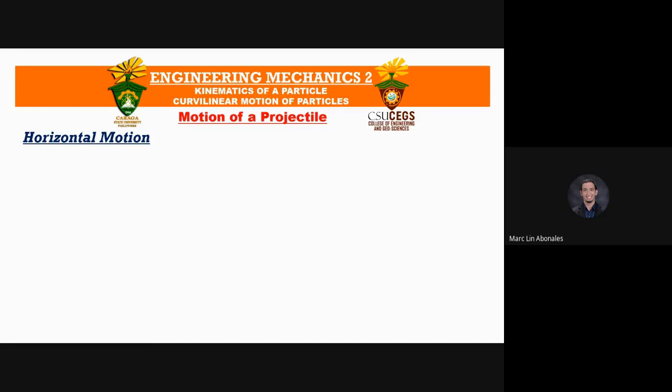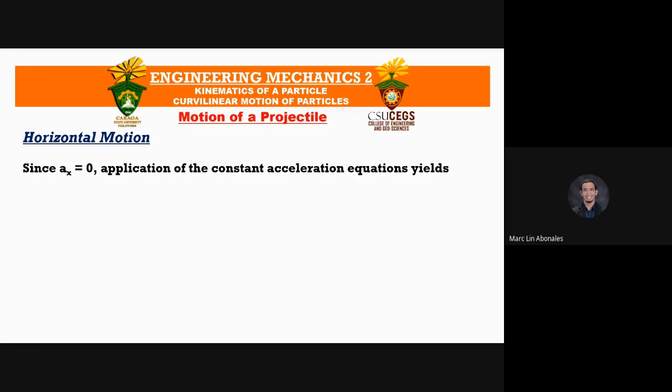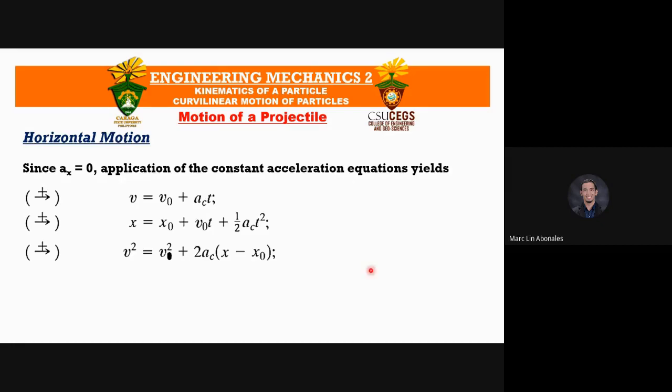So in the horizontal motion, the x component of acceleration, ax, is equal to 0, since the acceleration along the y direction is the constant one. With ax equal to 0, the application of the constant acceleration equations yields the following. I believe that you're familiar with these three equations, which we discussed in rectilinear motion for free-falling bodies. So we use the same equations in projectile motion.